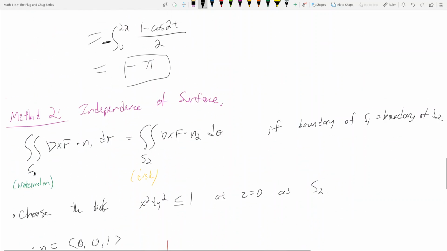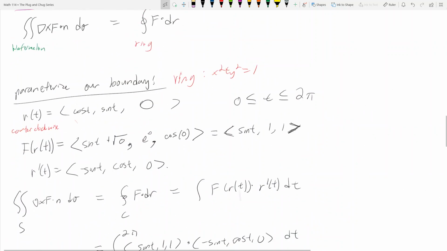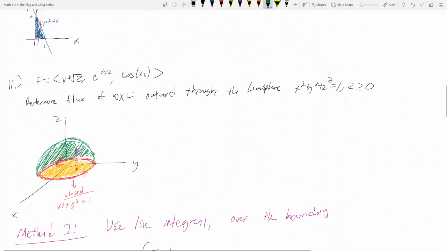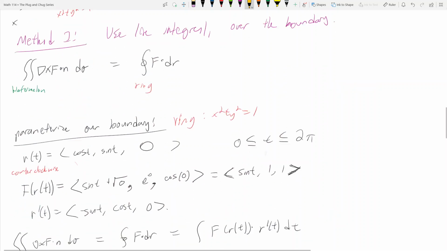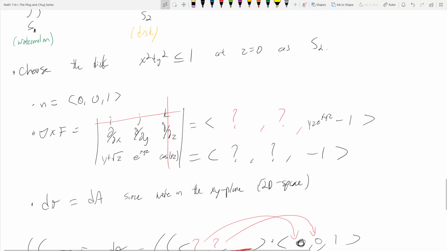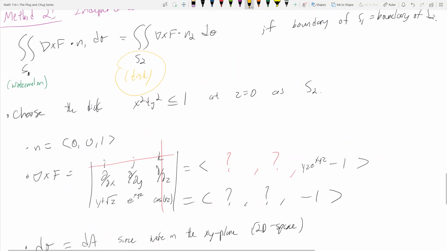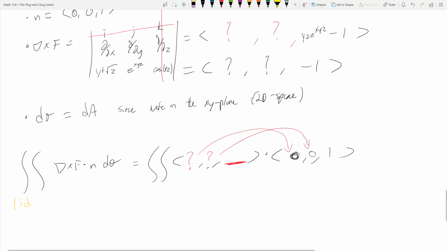But in general, d sigma, like for this watermelon, is obviously a surface in three-dimensional space. It's a bowl, and so d sigma over the bowl is going to be something fancy, because the bowl is 3D. But d sigma on this disk, a two-dimensional disk, is just the area of the disk. So very easy to find. Again, because we chose a smart S2, the normal vector and d sigma are really easy to find.